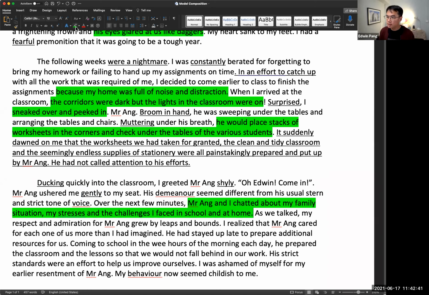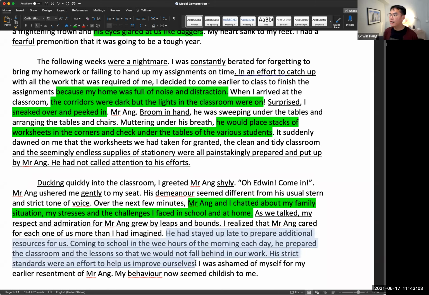Okay. But here I talk to him, and then down here, this is the internal conflict again. Okay. As I'm talking, right, my respect and my mind changes, my heart changes, my respect and admiration grows for him. Okay. Then why is it that it grows? Because all these things. Okay. This entire thing here is the reason why my mind changes. And this is the reason why I admire him.